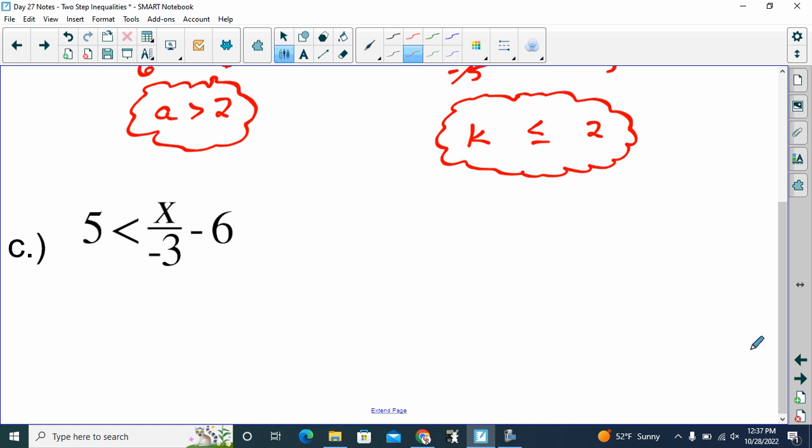Part C. Part C says 5 is less than x divided by negative 3 minus 6. Start by canceling out the minus 6. Add 6 to both sides. 5 and 6 make 11.